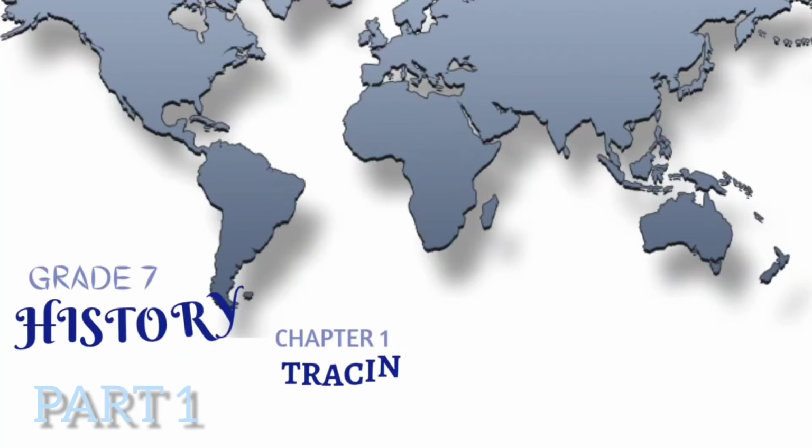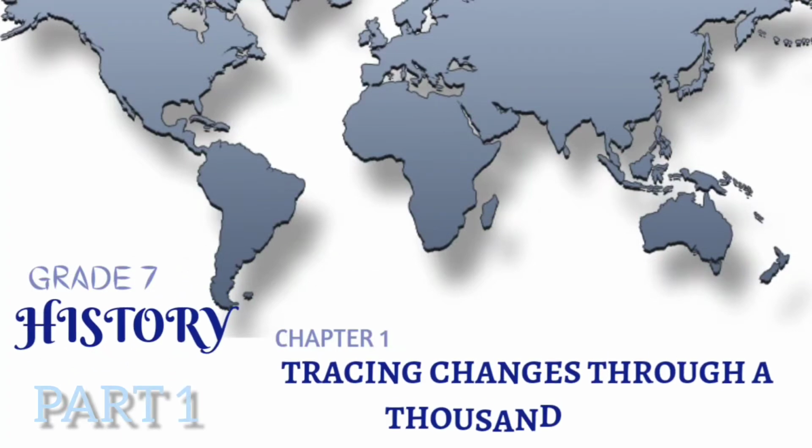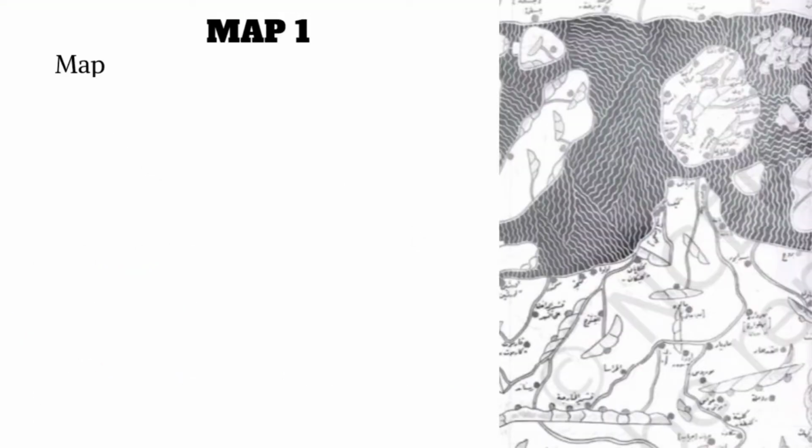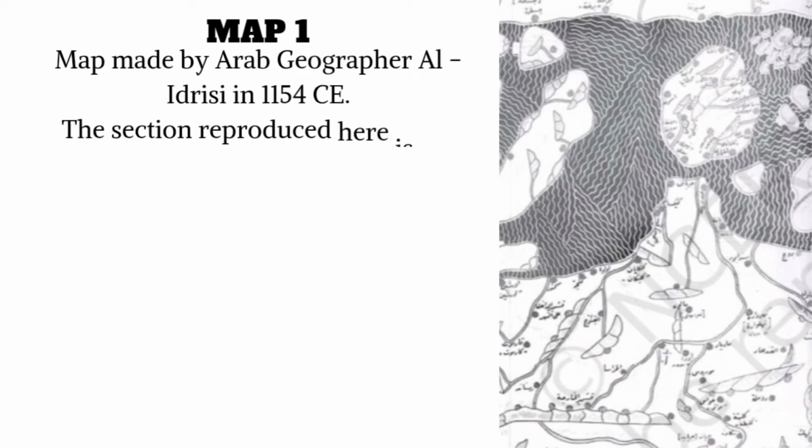Today we will be discussing the first chapter of grade 7 history, tracing changes through 1,000 years. So let's move on to the video. In the beginning of the chapter, two maps are given. Let's call them map 1 and map 2.